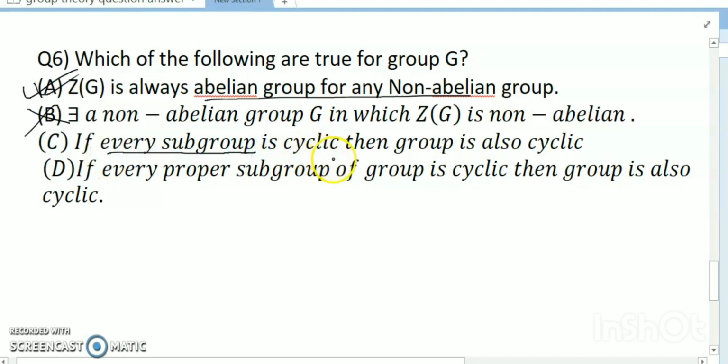If every subgroup is cyclic, then the group is also cyclic. This is correct. But if every proper subgroup of a group is cyclic, then the group is also cyclic. This is wrong. Example: Q8, where we have i, j, k. All the proper subgroups of Q8 are cyclic, but Q8 is not cyclic. This is the example. I have already discussed this theory.